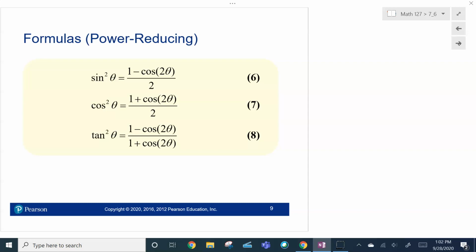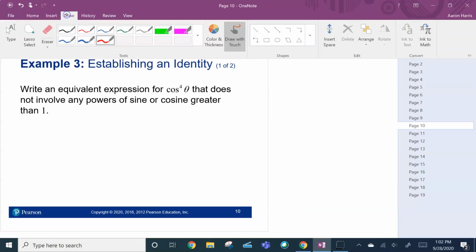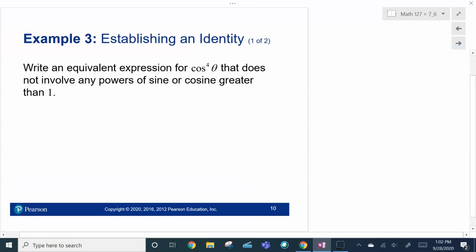All right, here's some formulas that are called power reducing formulas. So sine squared, you notice it's a power of 2 right now, but then it goes down to, there's no powers of 2 over here. It's just 1 minus cosine of 2 theta all over 2, right? So it reduces the power. That's what it's called.